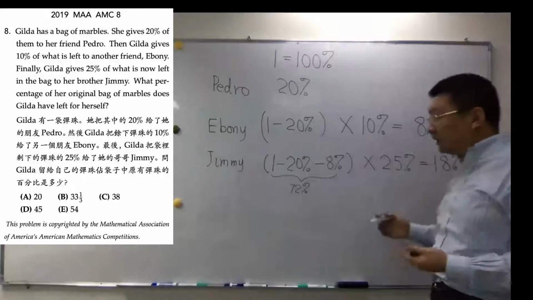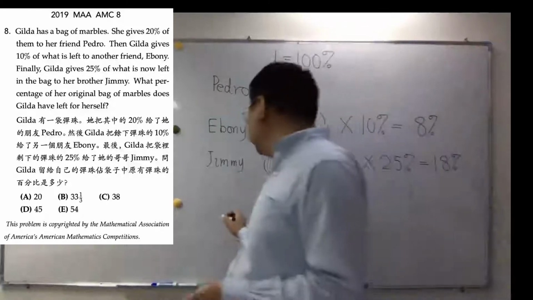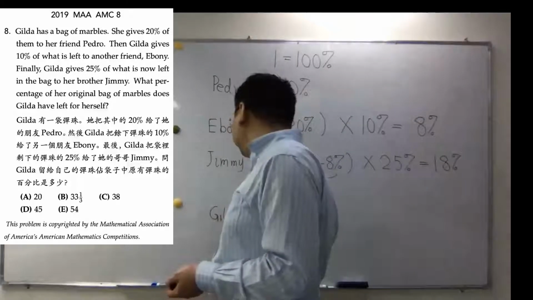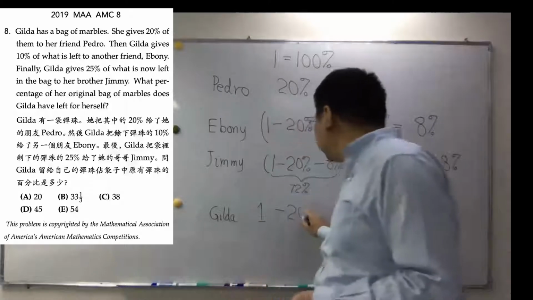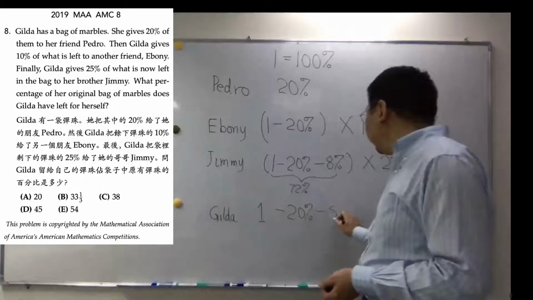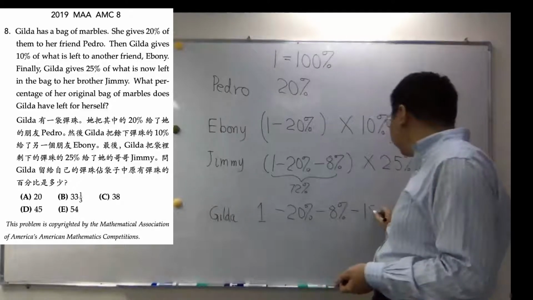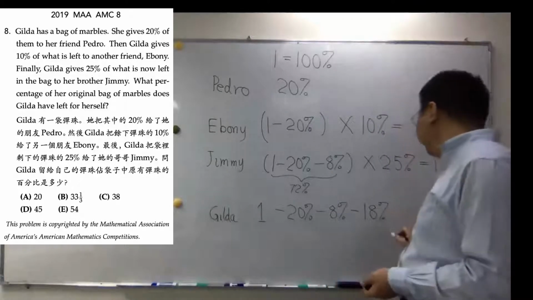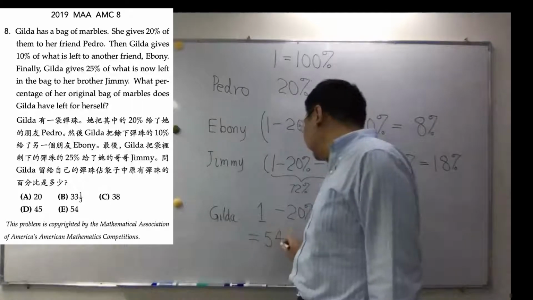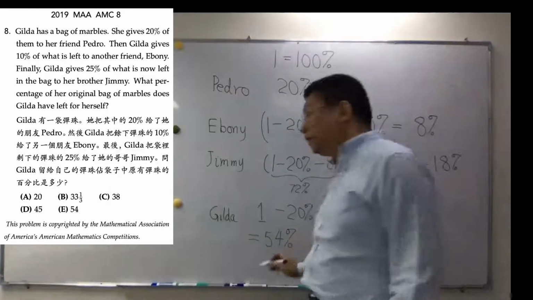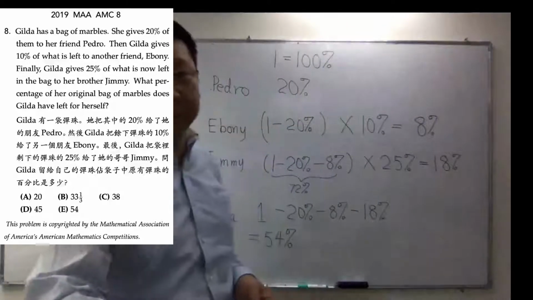Now the question asks, what's left for the original person, Alice? Of course, that would be just 100%, minus 20%, minus 8%, and we know that is 72, right? Then minus 18% again. So 72 minus 18, that is 50%. So we get the answer to question 8.